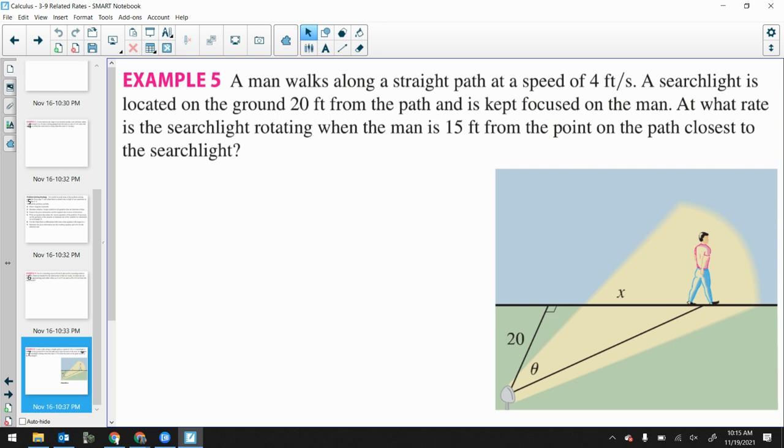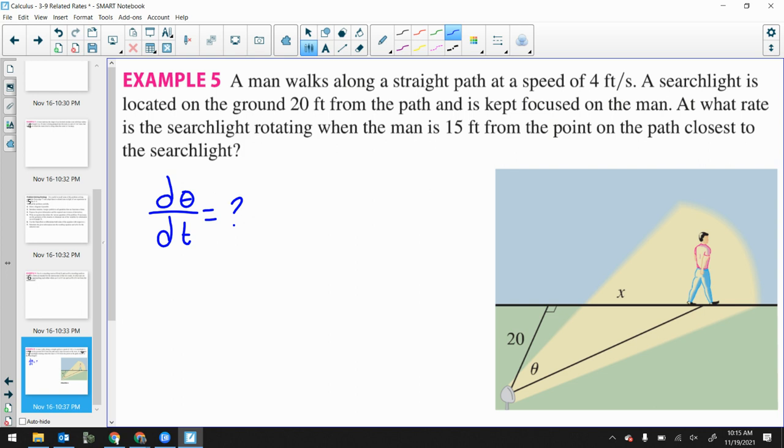So what we're really asking here is, what is the rate of change of the angle, right? I've got this guy, and the searchlight is rotating with him. And we're saying, at what rate is the searchlight rotating? So based on this diagram, what I'm really trying to calculate is dθ/dt, right? That's really what I'm asked to find. What is dθ/dt? That's what we want to know.